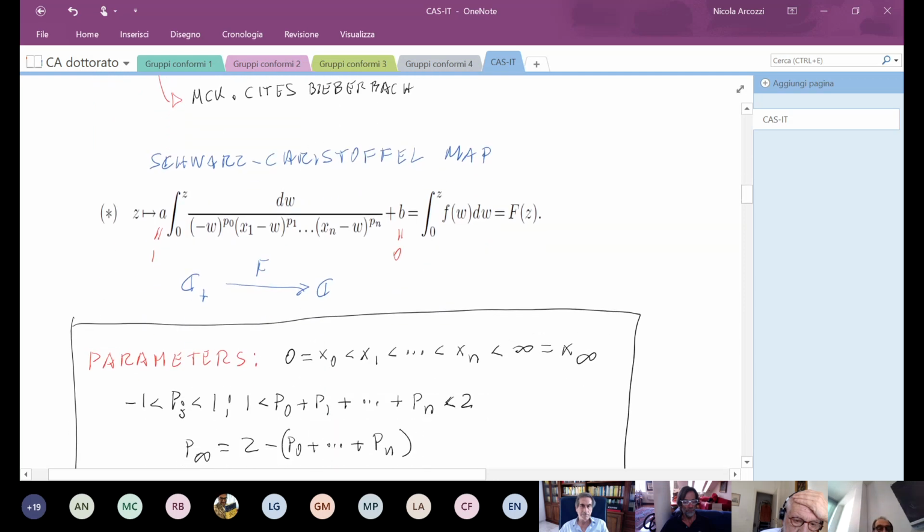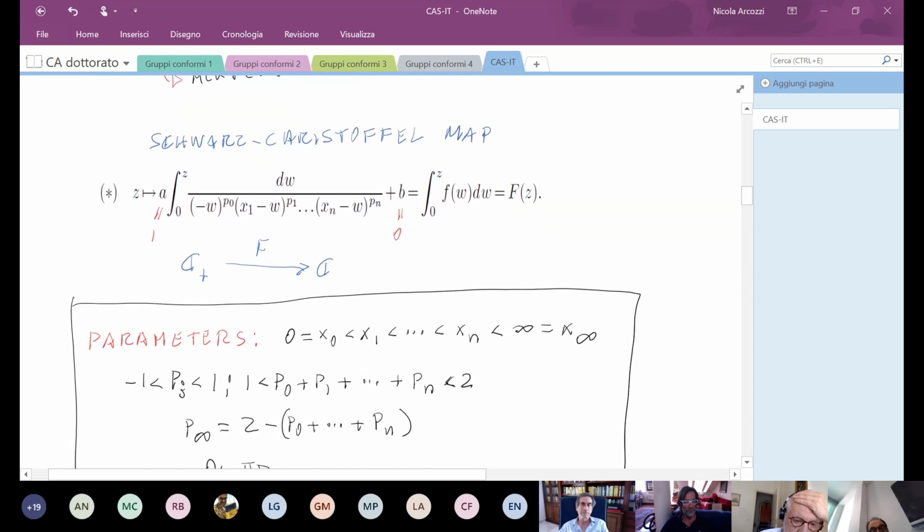So what are these maps F of Schwarz-Christoffel type? We pick w, where w is in the upper half plane, perhaps even on the boundary of it. And you consider, okay, here I put, for completeness, coefficients A and B. A is equal to 1, B is equal to 0, that's okay.